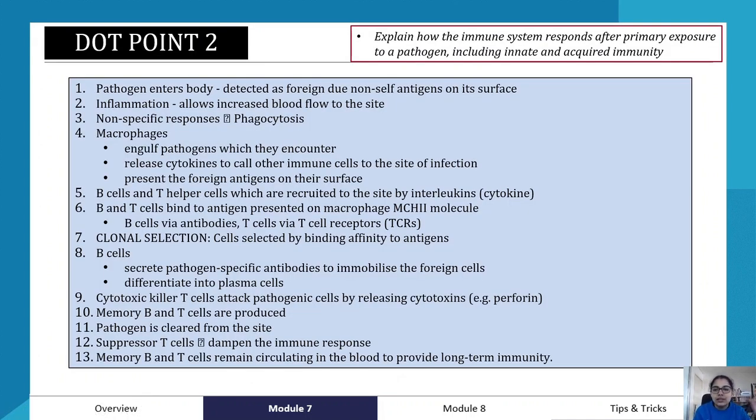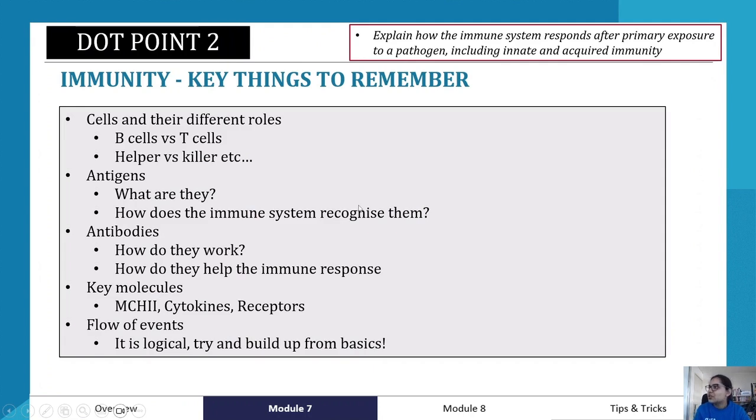Okay, so this is a summary for us. This just outlines all the differences between each one, and I'm just going to move on so that we can actually spend time on module 8. So key things to remember: cells and their roles. Remember B cells versus T cells, helper versus killer cells, and so on. The analogy of the friend group always helps me remember it. If that helps you, go for it. If you find another way to remember it, go for it.